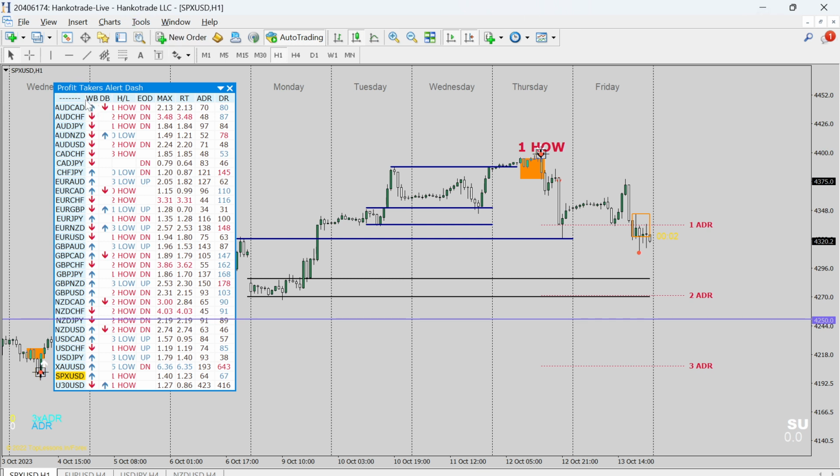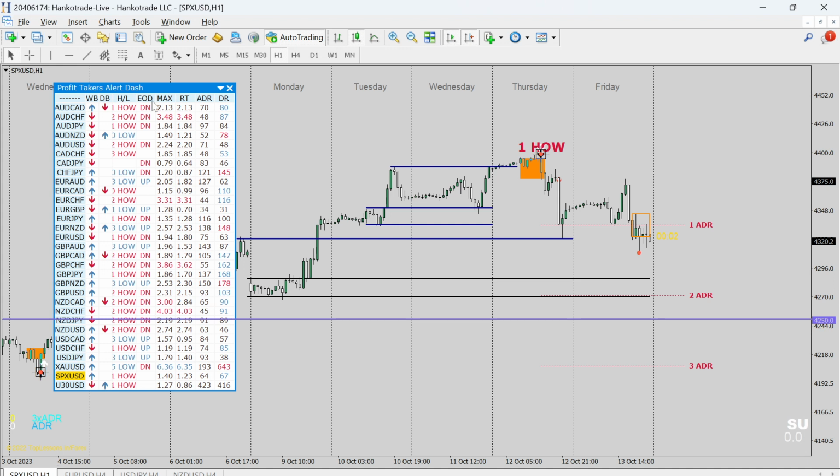We were talking about WB and DB. The WB is your weekly bias. If the price goes above or below the previous week's high or low, the arrow will show red or blue. The previous week was long. The daily bias is showing short.